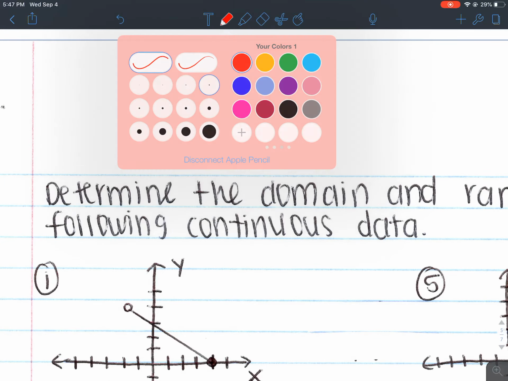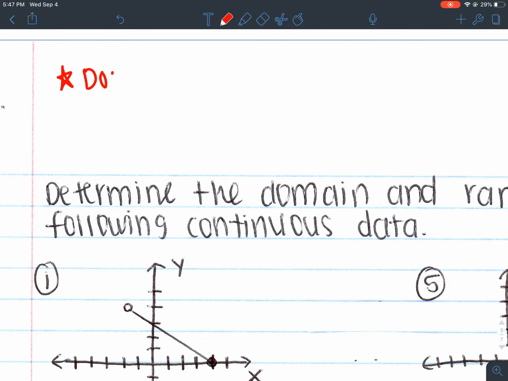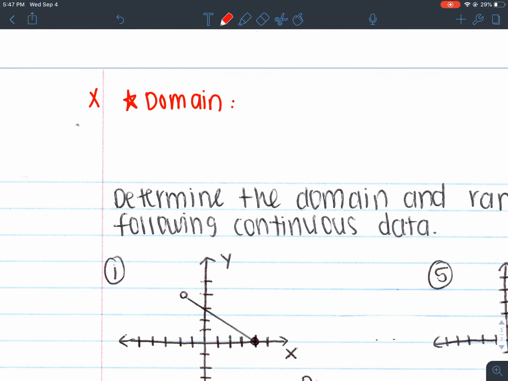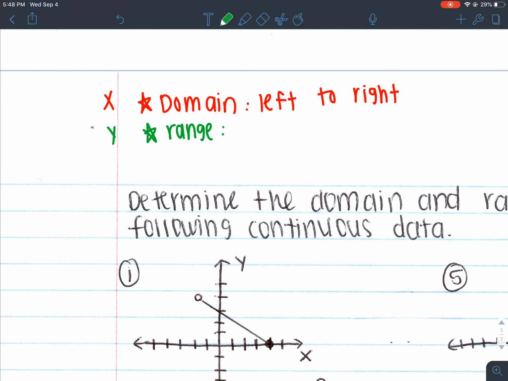There are some important notes I would like you to make at the top. So for domain, and just to remind you, that's x values. Domain, okay, we always want to go from our negative to our positive numbers. So domain is x values, and on our x-axis, we have our negative numbers on the left and positive on the right. So you always want to go left to right when we're looking at domain. For range, which is our y values, we're going to start at the negative and go to the positive, which is going to be from the bottom to the top.